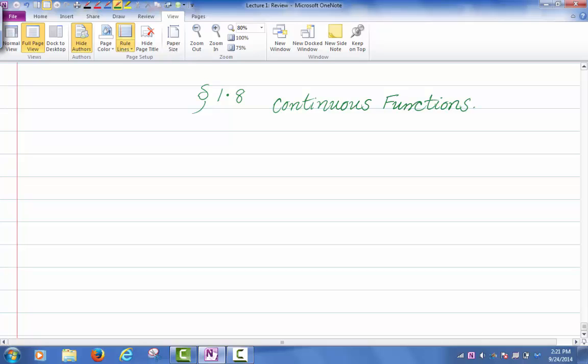Okay, so we are going to start. We have the following definition.